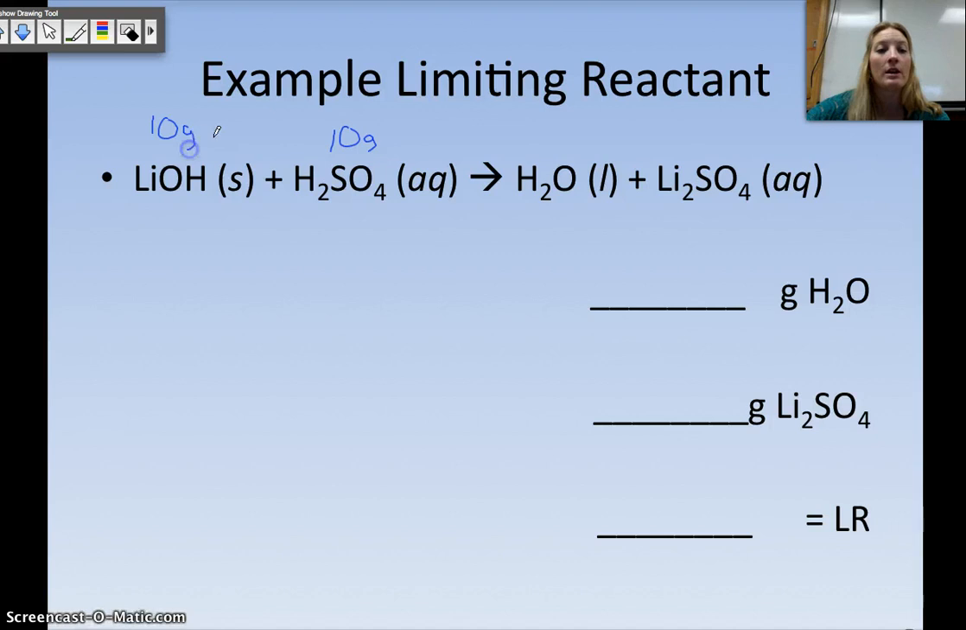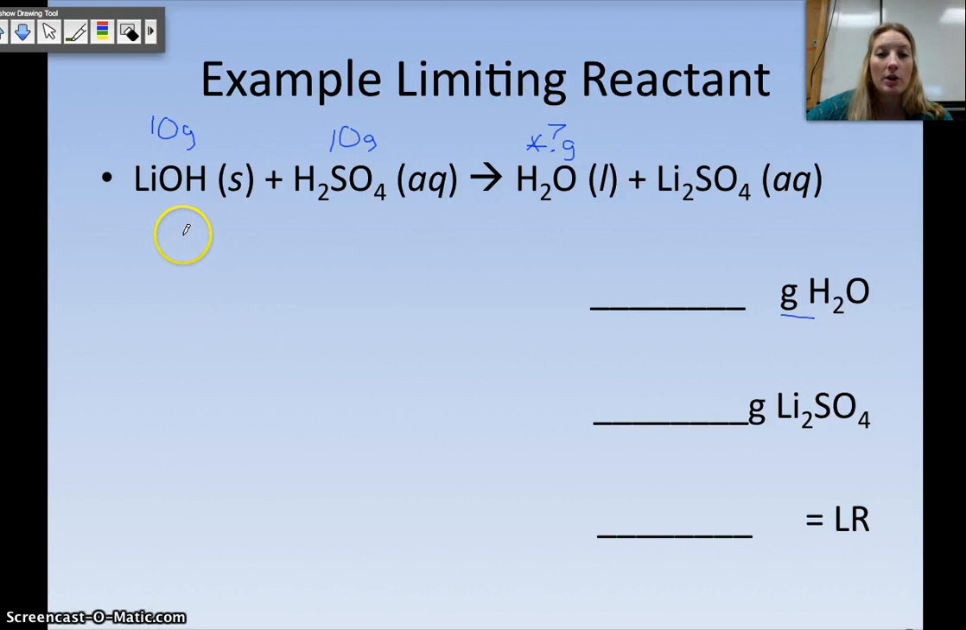So, in order to figure out our limiting reactant, remember that we have to take it to the same product. So we're going to do stoichiometry twice here and try and figure out how much water we can make. And we need to know how many grams of water. We're going to ignore this one right now and wait till we know what our limiting reactant is, because in order to compare, it has to be taken to the same product.